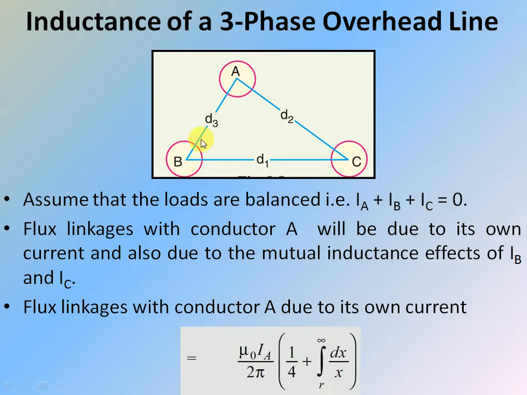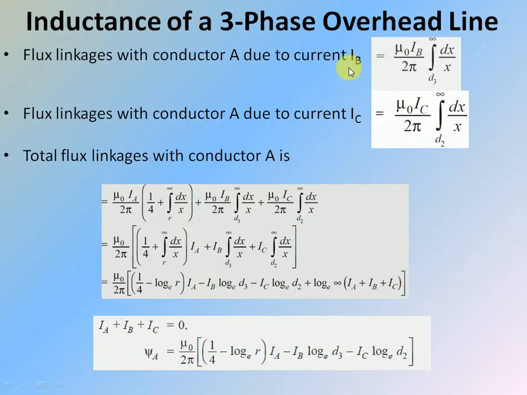In that case, this portion of the external flux linkage due to the current which is flowing through this conductor B need not be taken into consideration. Therefore, while writing the standard relation, the relation gets modified into the form μ0 Ib by 2π integral of d3 to infinity. You have to take the flux linkage only from d3 portion to infinity. You don't have to take it from r to infinity. The same relation is shown here, μ0 Ib by 2π integral d3 to infinity dx by x.